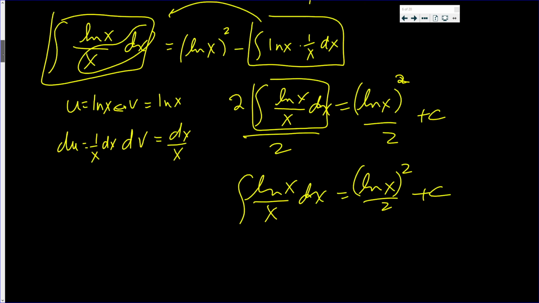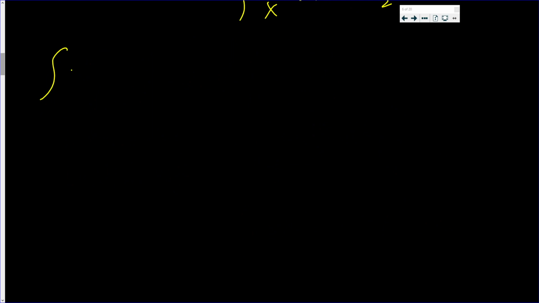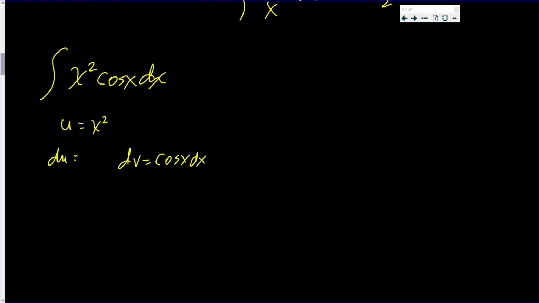Now, suppose you have this one. The integral of x squared cosine x dx. I know how to differentiate x squared. I know how to integrate x squared. I know how to integrate and differentiate cosine x. So it doesn't matter what I call u or dv. I'll let u equal x squared. So then dv is what's left over. And du will be 2x dx. And v will be sine x.